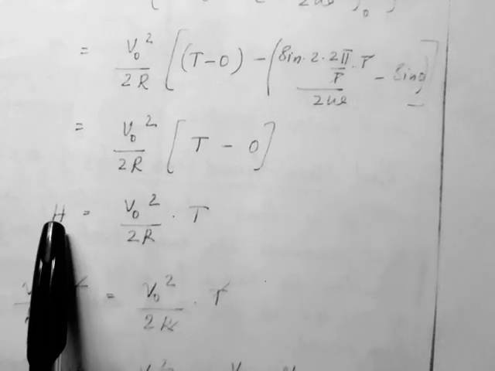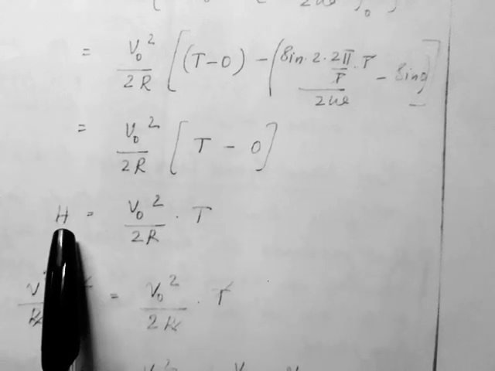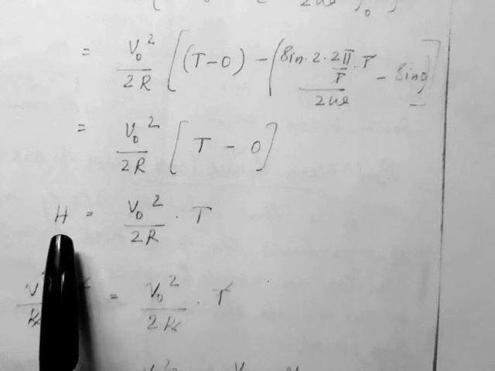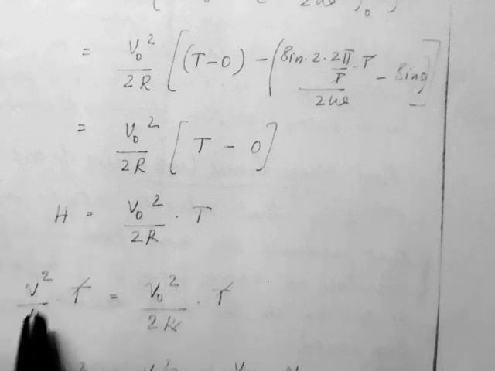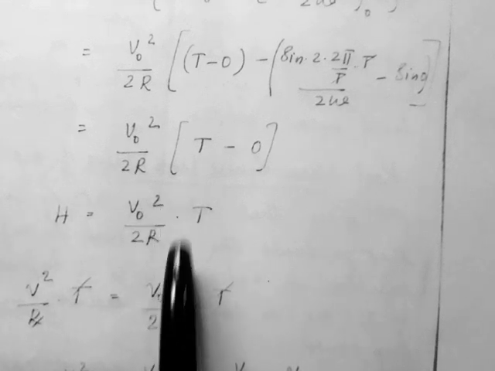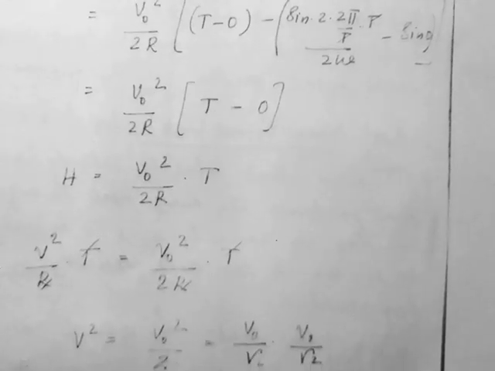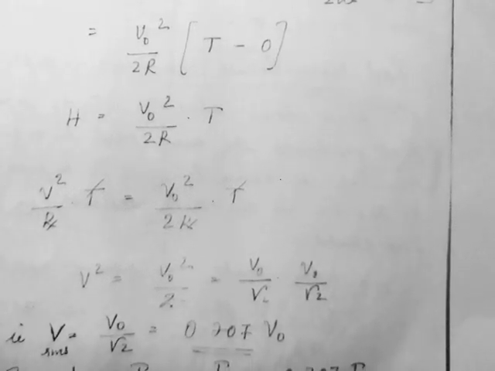Now this H, we were finding the heat within the time 0 to T. So the general equation is V square by R into T. So within capital T time, let's substitute heat as V square by R into T, equal to V0 square by 2R into capital T. T cancels, R cancels. We get V square is equal to V0 square by 2.